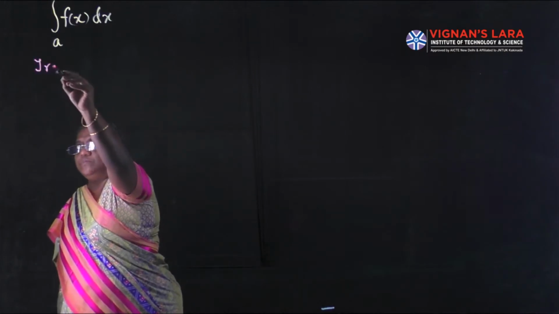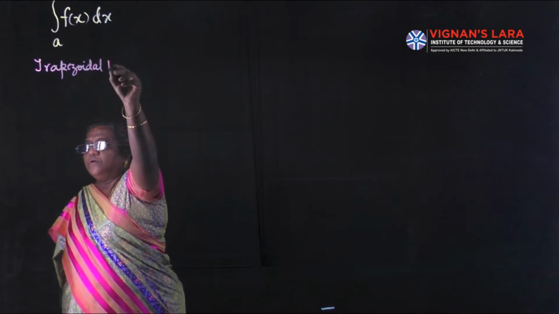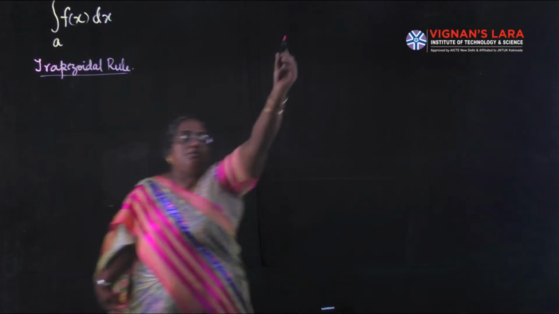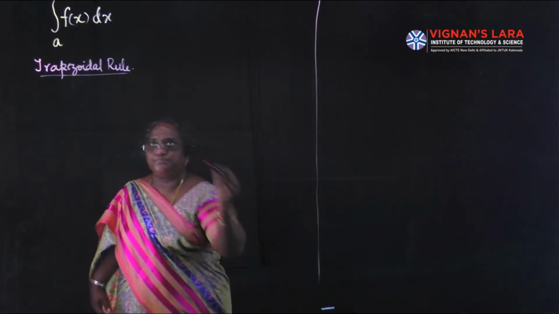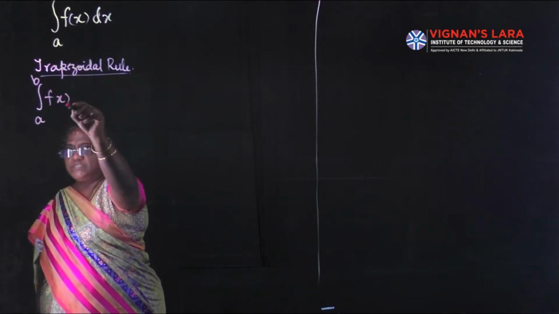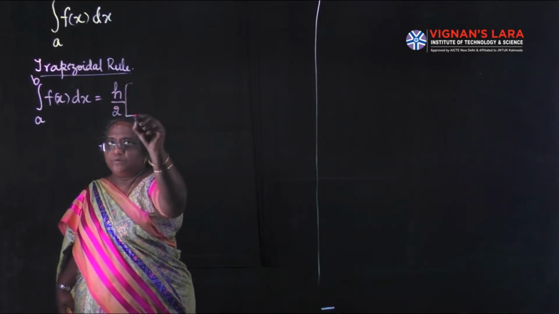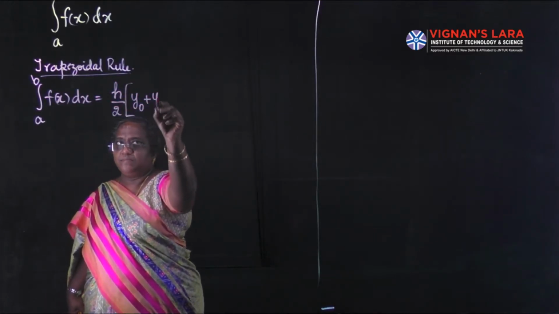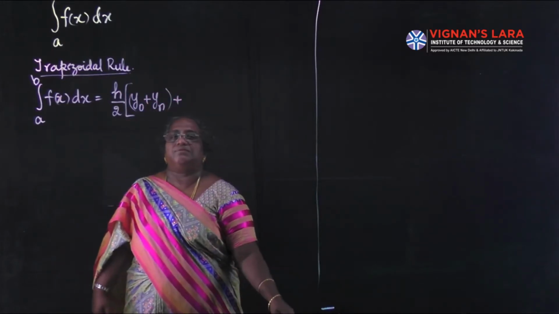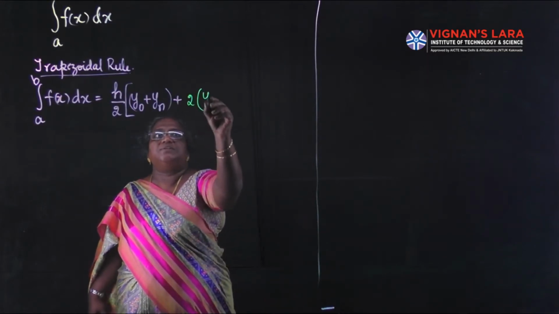Trapezoidal rule. What is the formula? So the trapezoidal rule formula, let us see here. Integral a to b f of x dx is equal to h by 2 into y naught plus yn plus 2 times the remaining values. 2 times the remaining values means excluding y naught.